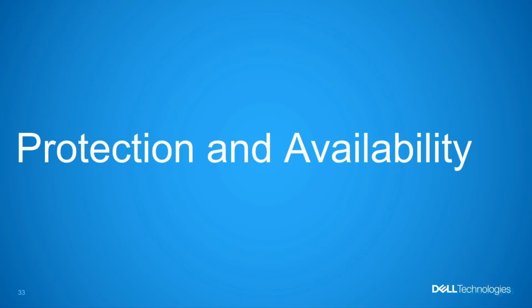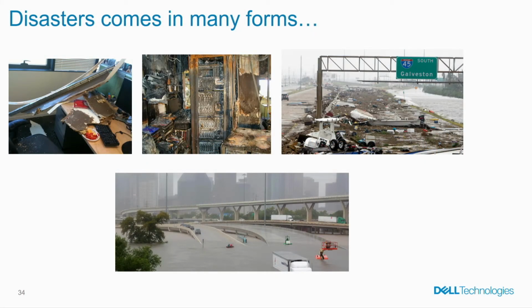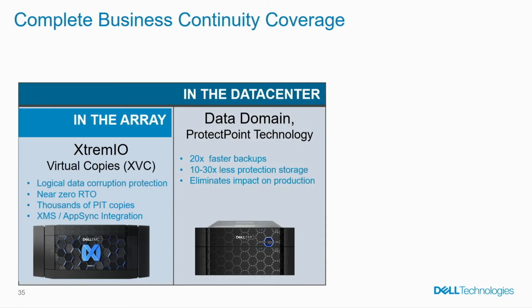Protection and availability. As we all know, disaster comes in many forms, and as a result, we must be prepared for these scenarios. So how can we protect our virtualized workloads? Inside the array, we can use the XtremIO XVC snapshots in order to protect our data stores, our virtual machine, our workload. Inside a data center, we can use a Data Domain that uses the ProtectPoint technology in order to back up our data.